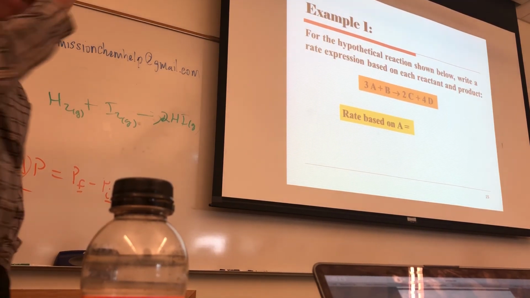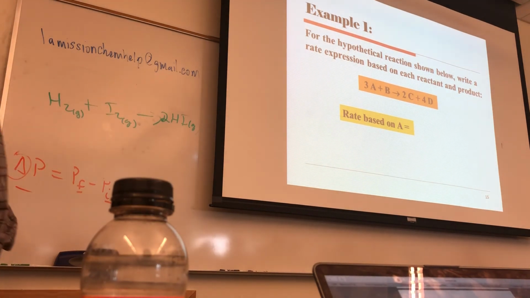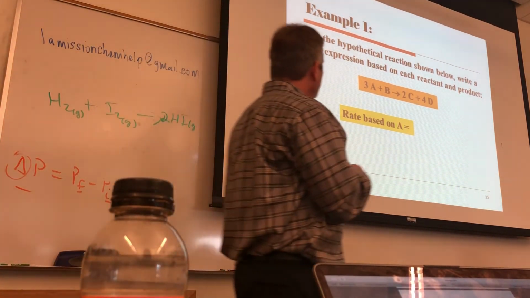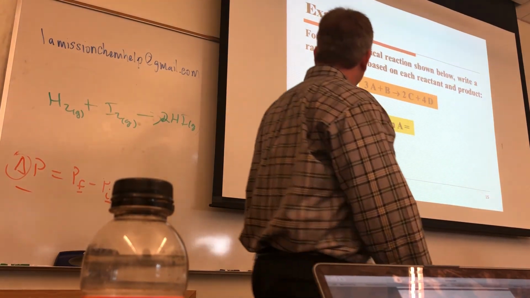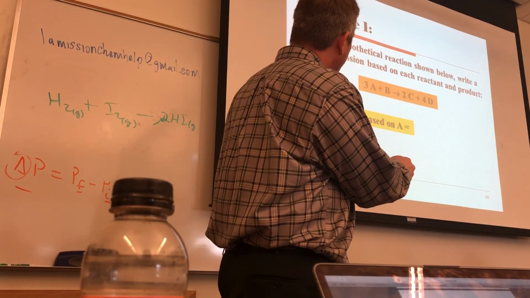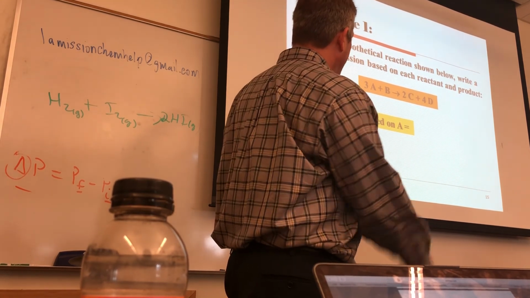Okay, so what do I have here? Oh, we have examples. Cool. We're almost out of time. Let's see if we can get through an example. So we have this type of chemical reaction, which looks like a generic reaction, and we want to write the rate expression of each of the reactants and products.